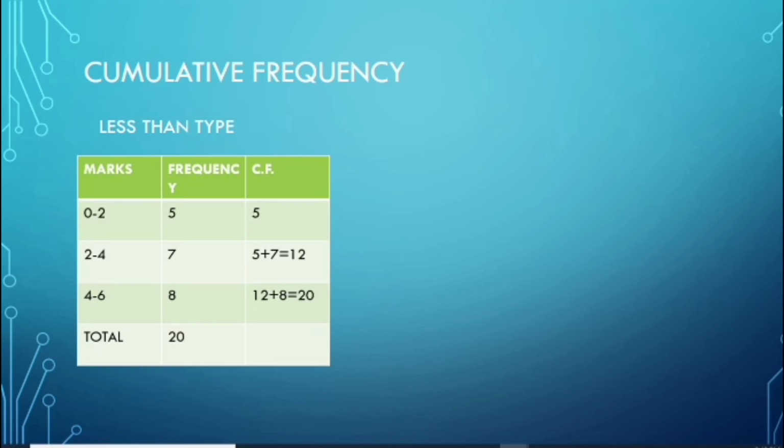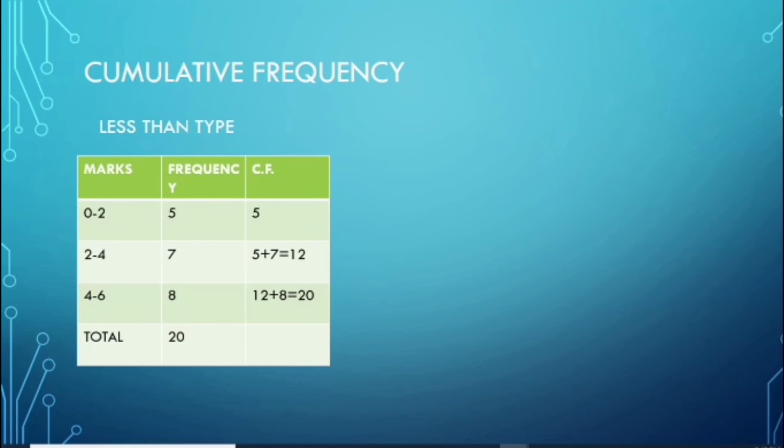For less than type, you can see a small example, an illustration that will help you to understand things better. The first two columns signify marks and the frequency given to you. CF means cumulative frequency. It's a short abbreviation for the same. How do you find cumulative frequency? You consider the class interval 0 to 2. Take the upper limit, 2. Ask a question to yourself. How many students have got marks less than 2? Your answer is 5. Of course, 5. That becomes your cumulative frequency.